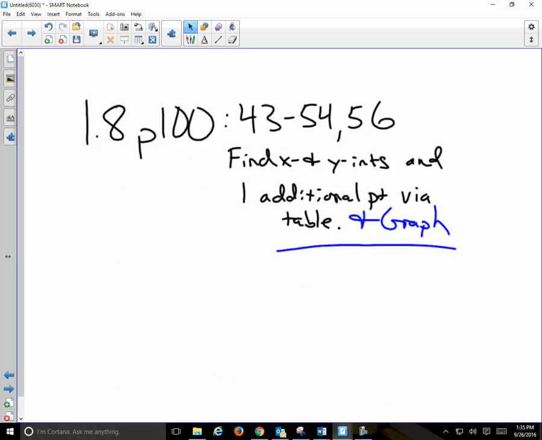Your assignment on the board is right here. It's page 100. I think it's actually 102 is where it starts. But it's problems 43 through 54 and 56. Now, please disregard the directions. The directions will tell you to test for symmetry. You don't know symmetry yet. So just find the x and y intercepts, find one additional point via table, and then make sure that you make a graph. Are we all clear on that?